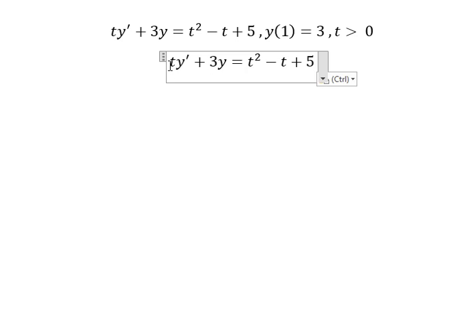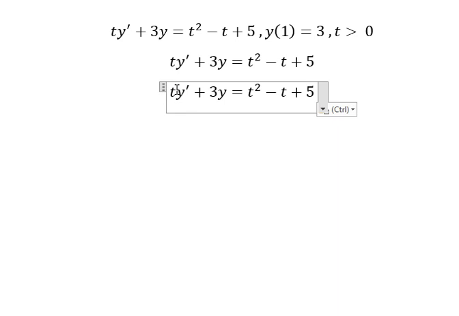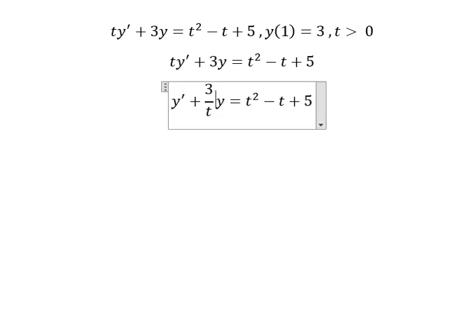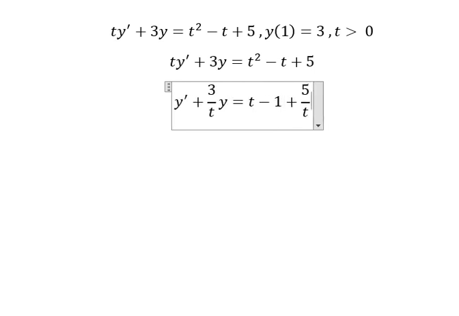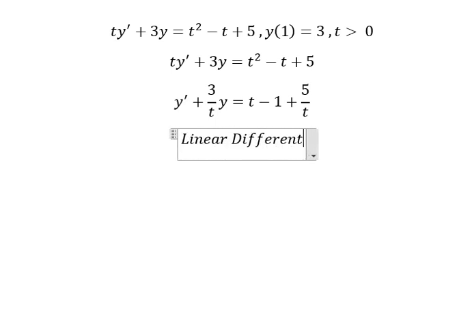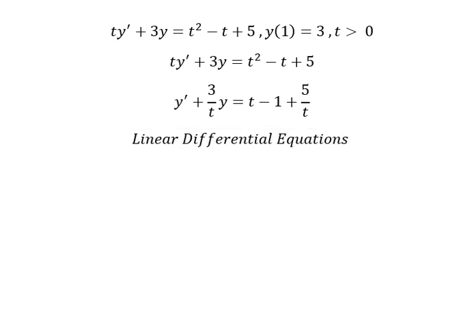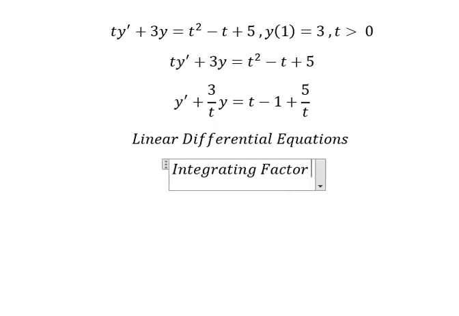The first thing, we need to divide both sides by t. Next, we have y and the first derivative of y. This is about linear differential equations. So we need to find the integrating factor.